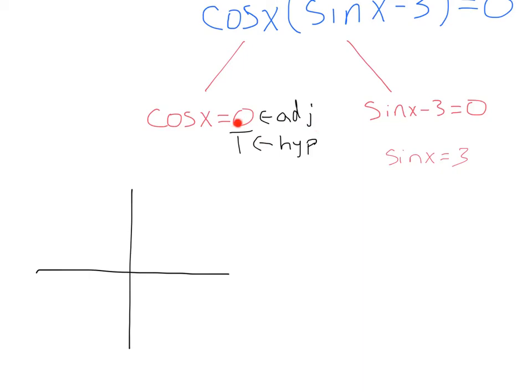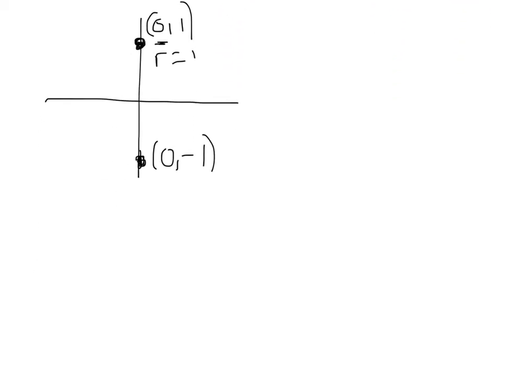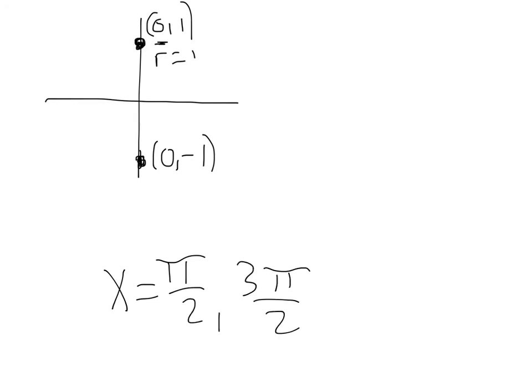Cosine is adjacent 0 over hypotenuse 1. I know that's going to end up here at my hypothetical point, 0, 1, right? My x value is 0, my r value is 1, and also down here at my hypothetical point, 0, negative 1. So for this half of it, cosine x equals 0, I'm going to get solutions at x equals pi over 2 and 3 pi over 2.